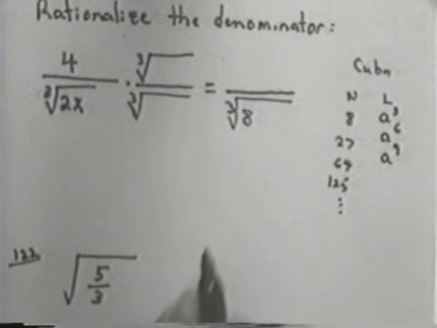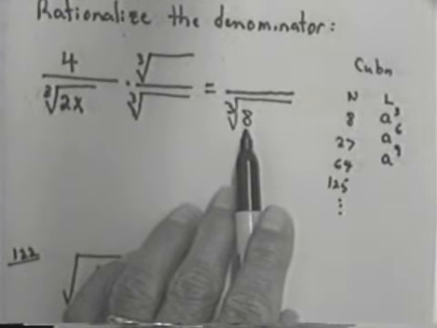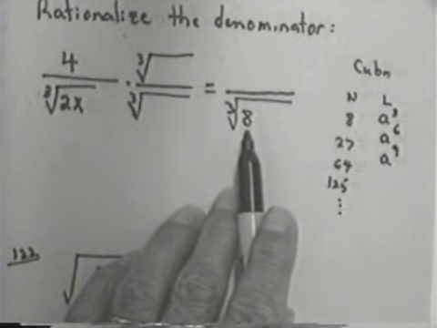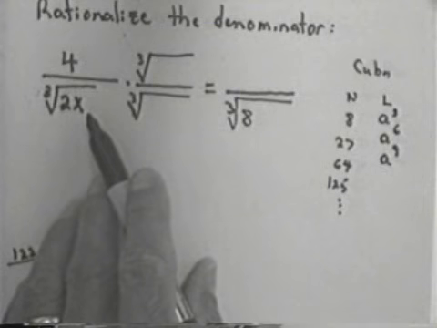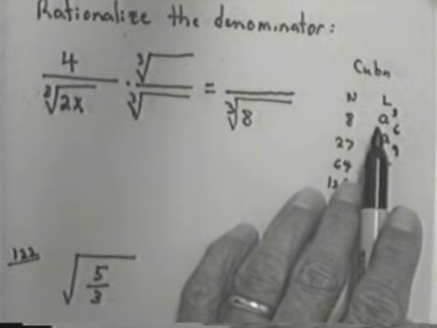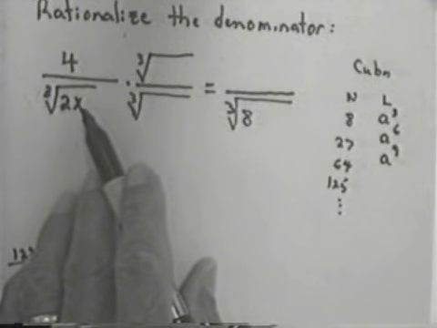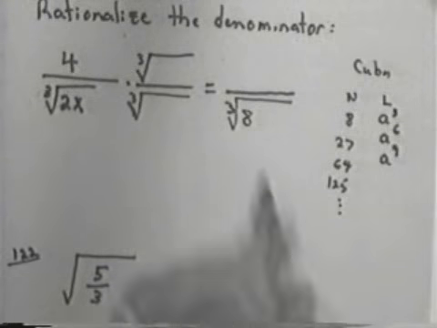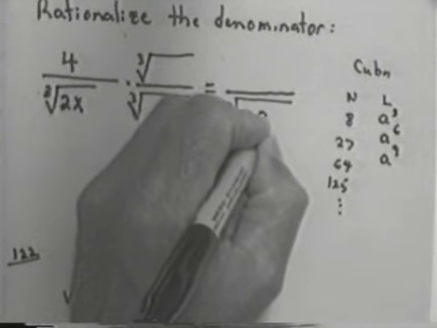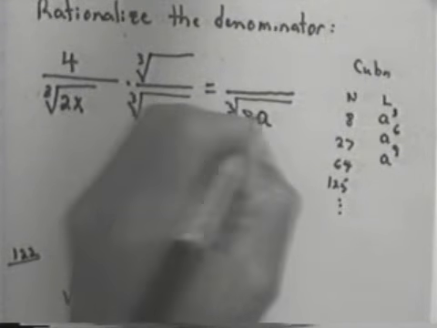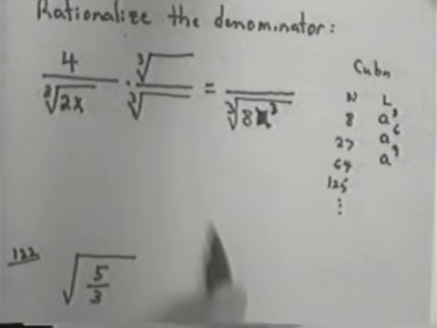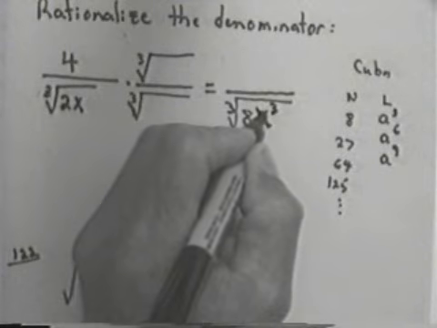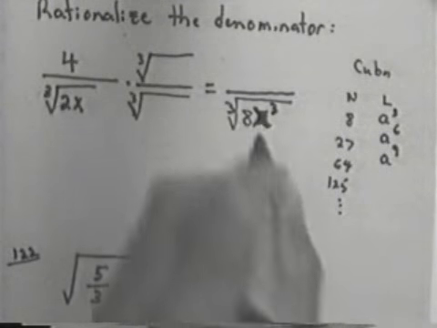So 8 is a perfect cube, and I'm trying to get 8. The reason is I can take the cube root of 8. I have x, but I need to get a perfect cube. x is not a perfect cube, but x cubed would be. So I'm going after x cubed. So I'm going after 8x cubed.